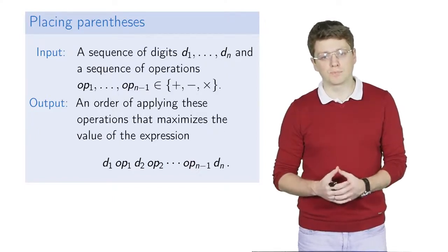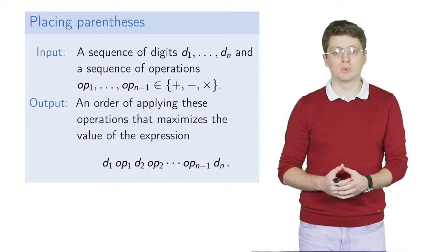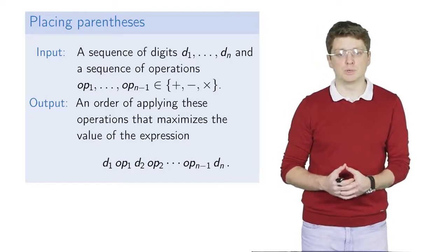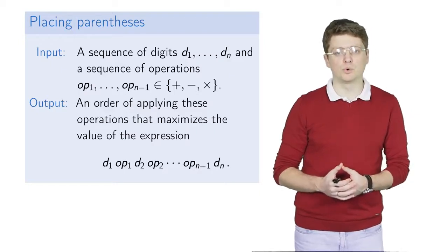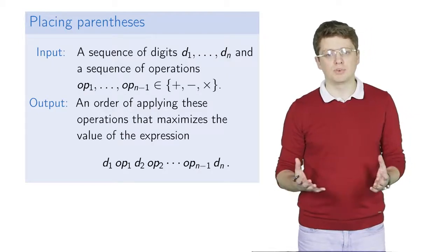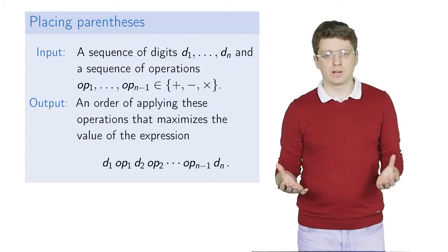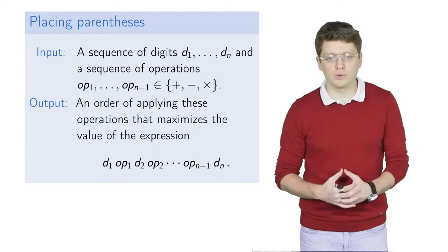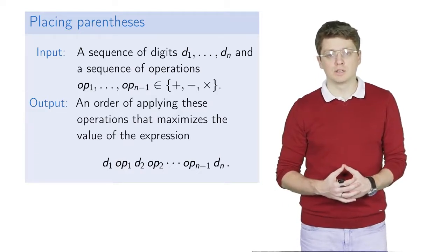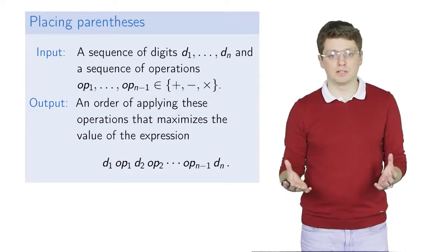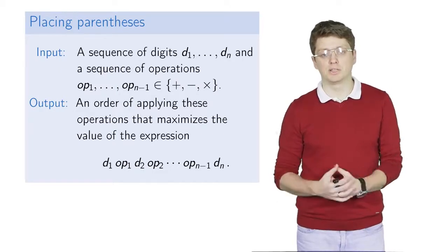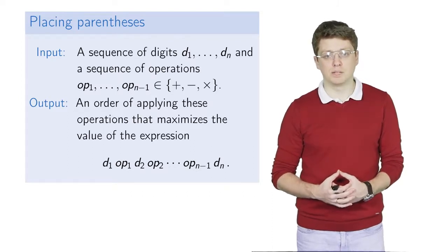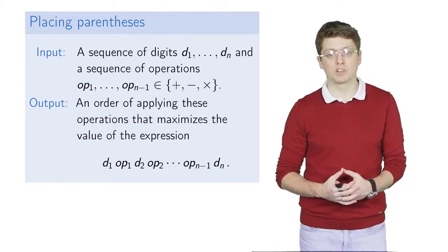So the input consists of n digits, d1, d2, and so on, dn, and then n-1 operations between them, which we call op1, op2, and so on, op(n-1). Each operation is either summation, subtraction, or multiplication. And our goal is to find an order of applying these operations so that the value of the resulting expression is maximized. As we discussed already, we can specify this order just by placing parentheses into our expression.